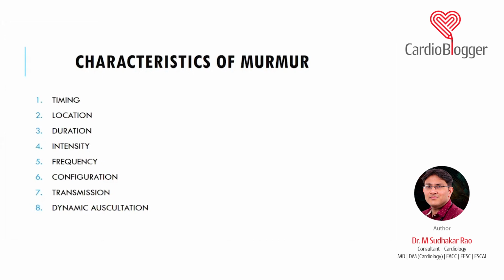Then there are various configurations like a holosystolic or a holodiastolic. It can be ejection systolic, which is a crescendo-decrescendo. Then some murmurs are only decrescendo like an AR murmur. So decrescendo can be a systolic decrescendo or it can be a diastolic decrescendo. Then there is something known as a mid systolic, which is only crescendo. So there are various configurations of a murmur.